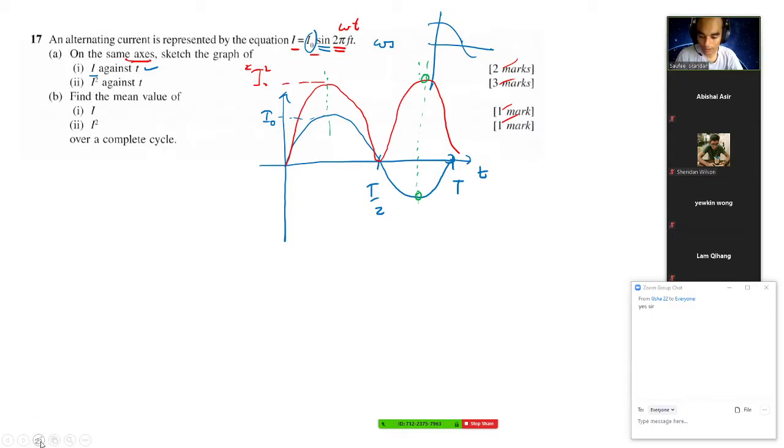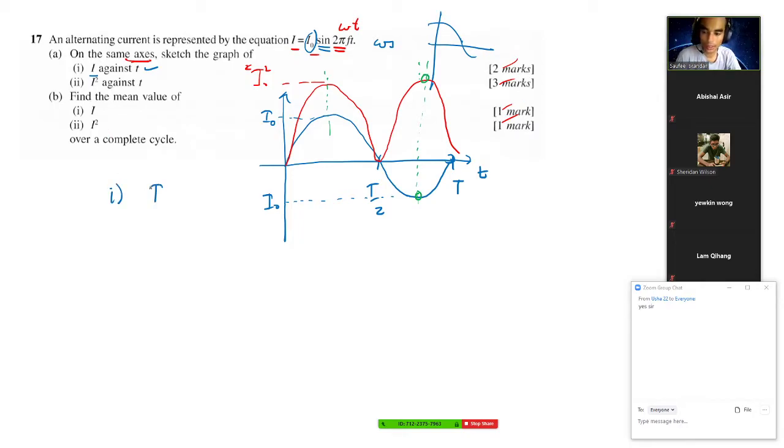Forgot one more. It should be the value on the bottom. This one will be I naught. This is not I naught squared, it's I naught. Okay, so this is 17A. Answer for 17B. Find the mean value of 1, I, and number 2, I squared.